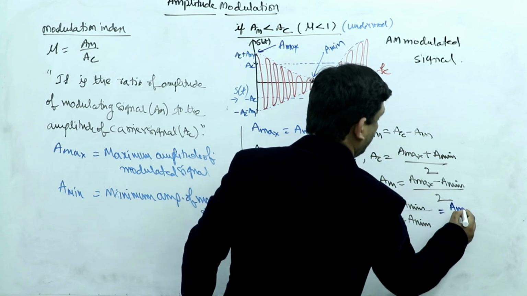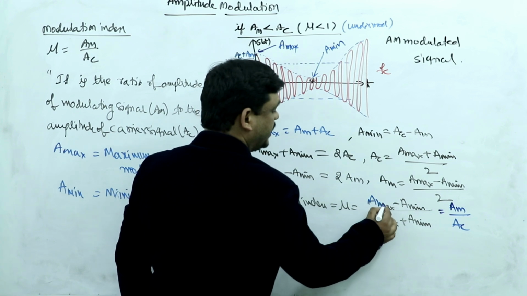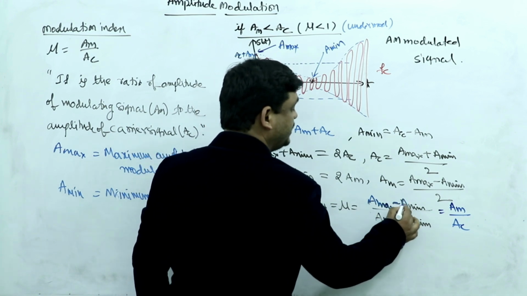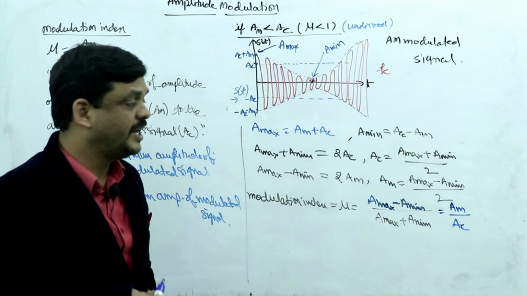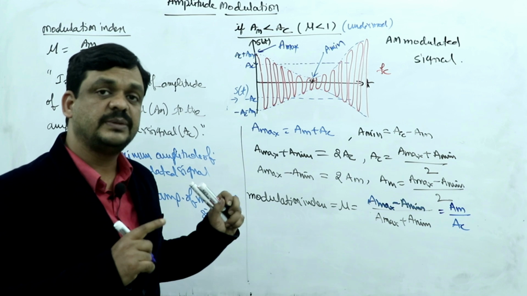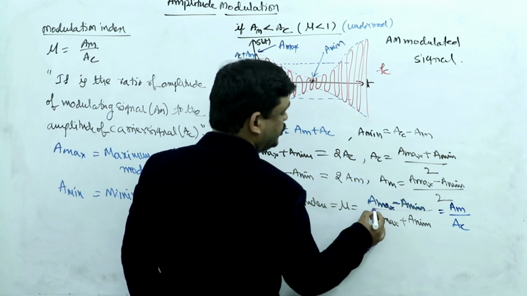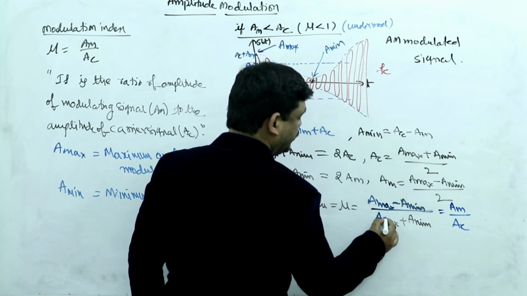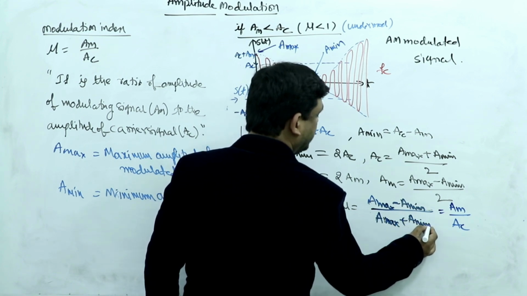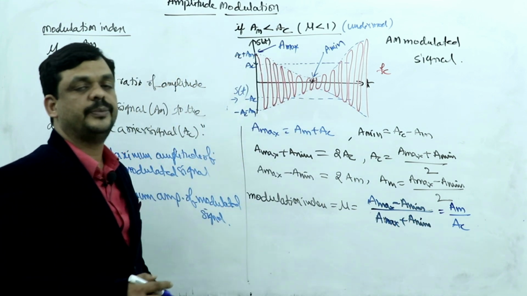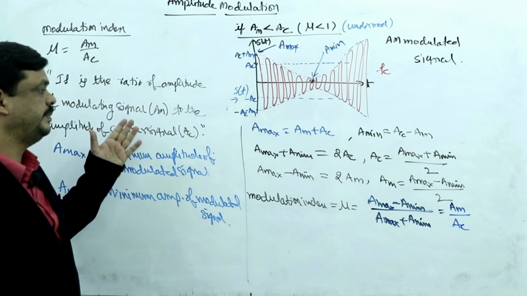According to the given data, we have to substitute into any one equation. The maximum amplitude of the modulated signal is A max, and the minimum amplitude of the modulated signal is A minimum. The subtraction of those two by the addition of those two directly gives the modulation index. This is also one of the very important equations. These two equations are important, so please take note of this.